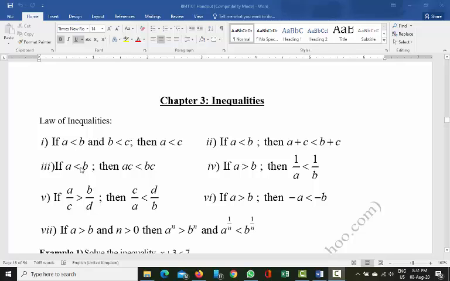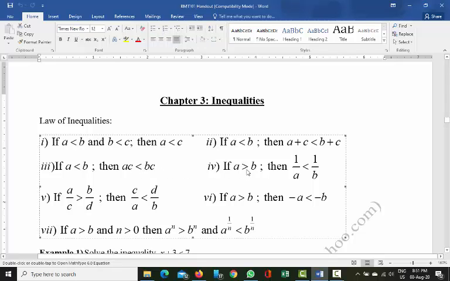Now the third rule: if A is smaller than B, then AC should also be smaller than BC, because we are multiplying both the left hand side and the right hand side by the same amount. So that's why the relationship will not change.